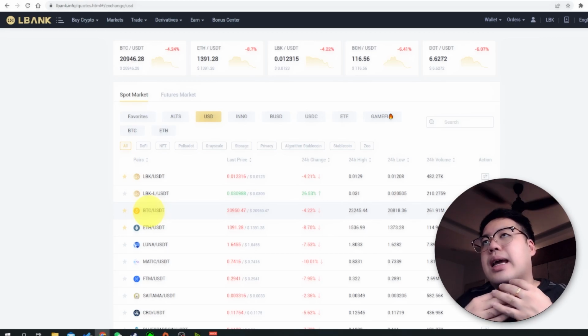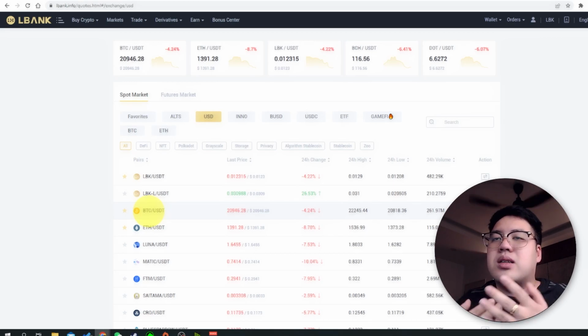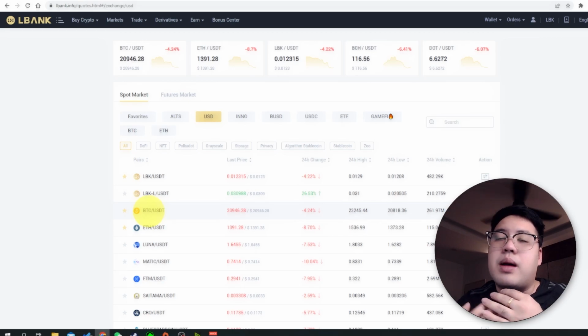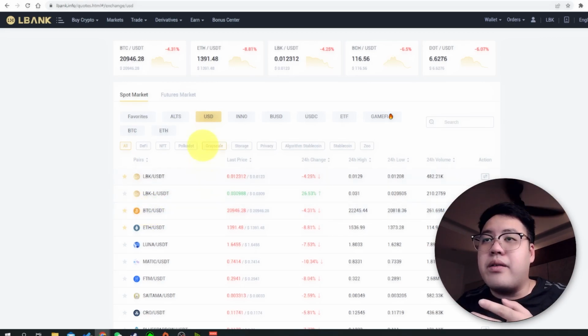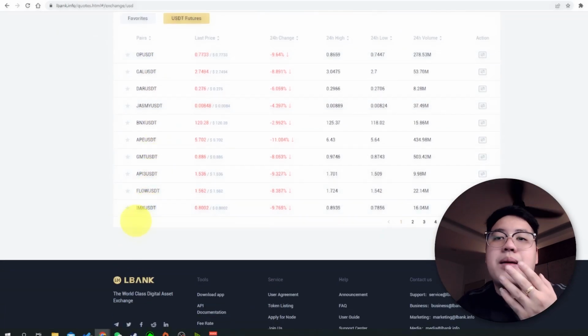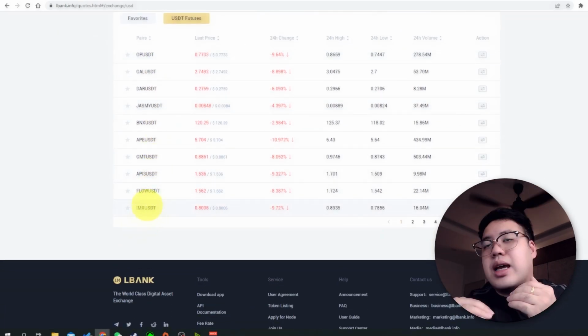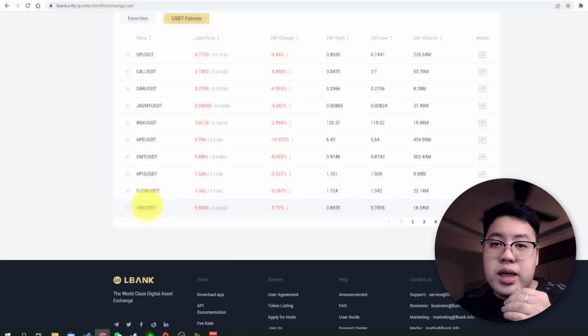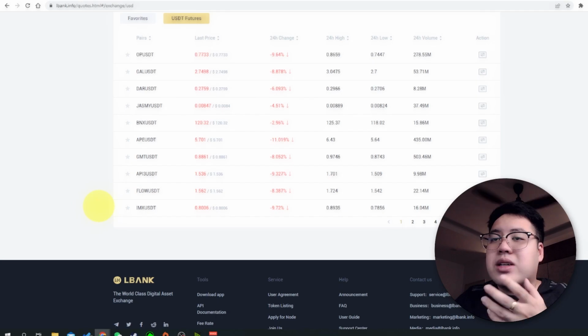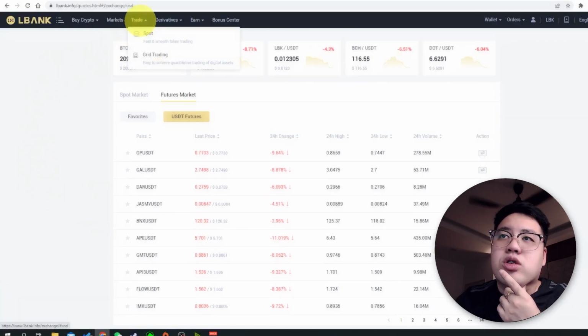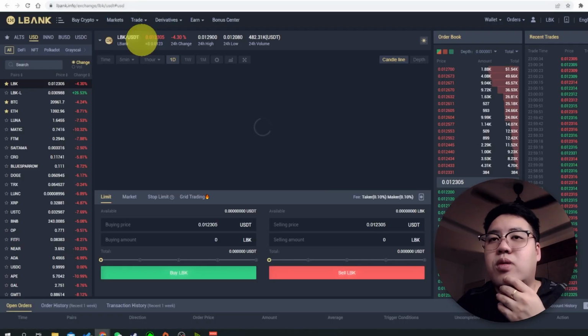So buying and keeping is under the spot market, whereas in the futures market you are using leverage to trade against a pairing. For example, if you trade IMX against USDT, you can either long it or short it using leverage. Okay, I'll explain futures later, and let me go through spot trading. Let's say you want to buy spot trading, right?